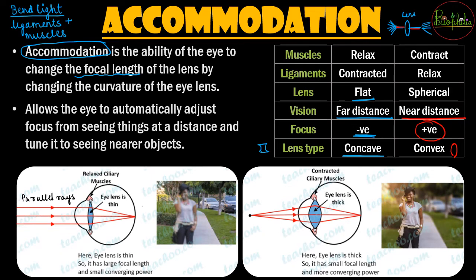So for that reason, the focal length needs to be increased. So in that case, what will happen? The lens will become thick. और लेंस जैसे ही थिन हो जाएगा, थिन करने के लिए क्या चाहिए? We need to relax the muscles and the ligaments should get contracted, यानी पुलिंग एक्शन होना चाहिए. और जैसे ही पुलिंग एक्शन होगा, the lens will become thin and the rays will be onto the retina. So this is going to be the case for the far away objects.